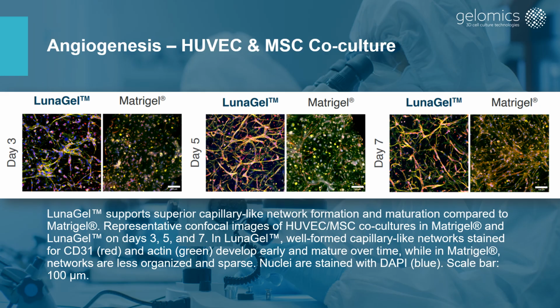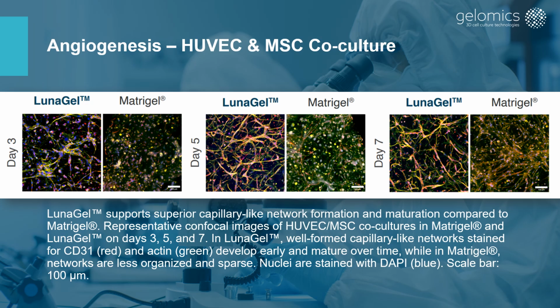Confocal imaging on days 3, 5, and 7 showed superior capillary network formation in LunaGel, with early CD31 staining confirming endothelial cell presence and actin staining highlighting cytoskeletal organization and network branching. Finally, DAPI nuclear staining validated organized cell distribution within the matrix.